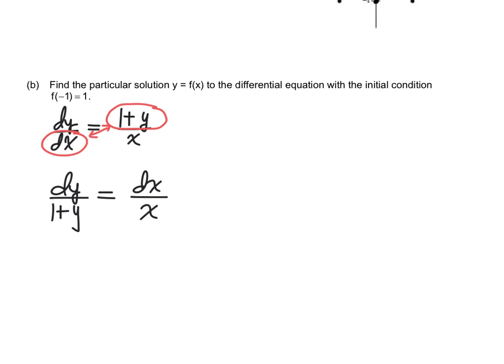Right. So we can clean this up further. I'm going to make it look a little bit more antiderivative-y. So 1 over 1 plus y dy would be equal to 1 over x dx. Right, so it's a cleaner form because the next step in the process is to take the antiderivative of both sides.